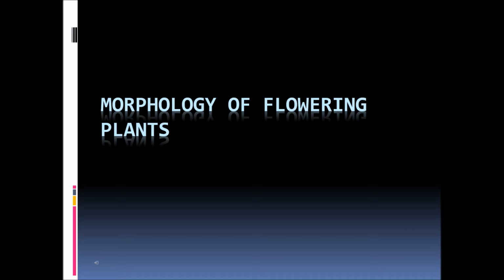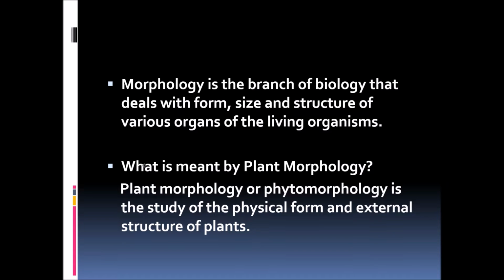So let us see what is in the content. Now let us see the definition of morphology. Morphology is the branch of biology that deals with the form, size and structure of various organs of the living organism. As I told you, it is the branch of biology and it deals with the external form, size and structure of any living organism. It may be plants or animals.